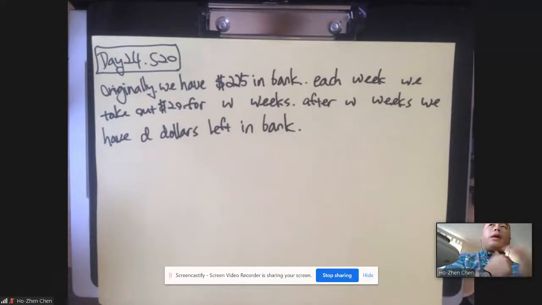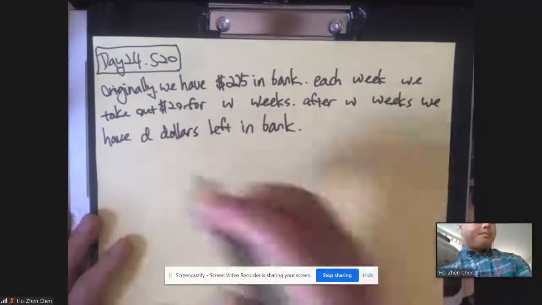Originally we have $225 in the bank account, from which we take out $20 per week. So let's give it a try. Instead of jumping straight into variables, we're going to start again with the tables.